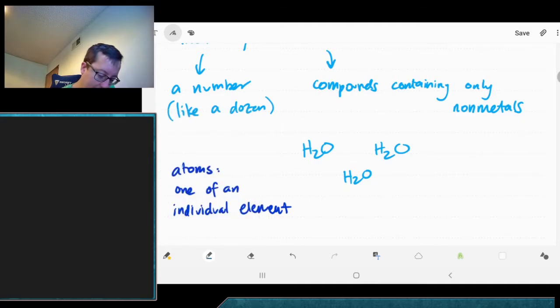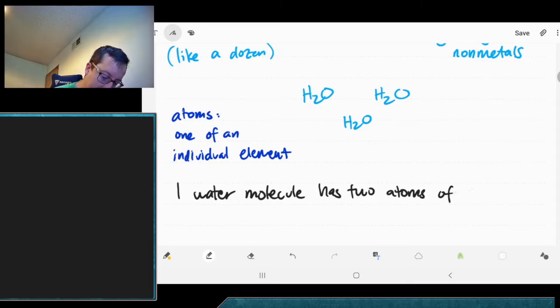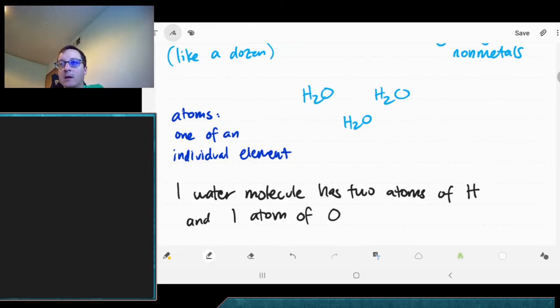So I'm just going to write that out so we're super clear. One water molecule has 2 atoms of hydrogen and 1 atom of oxygen. So the atoms are the individual elements, like the little individual atoms there. The oxygen is also 1 atom. It's an oxygen atom. It's a different type of atom, but they're atoms nonetheless. And a molecule is the combination of the 3 of those.